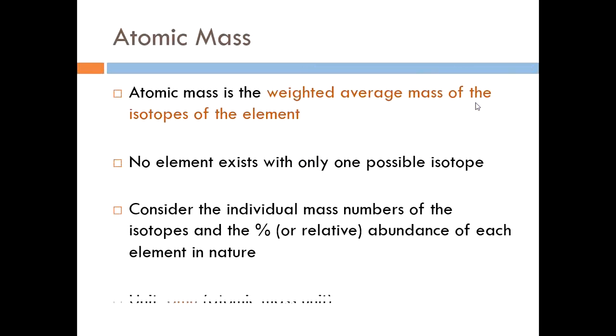So the atomic mass is the weighted average mass of the isotopes of the element. No element exists with only one possible isotope. So when we calculate the average atomic mass, we are considering the individual mass numbers of the isotopes and the percent abundance of each element. And the unit for the atomic mass is AMU, atomic mass unit.